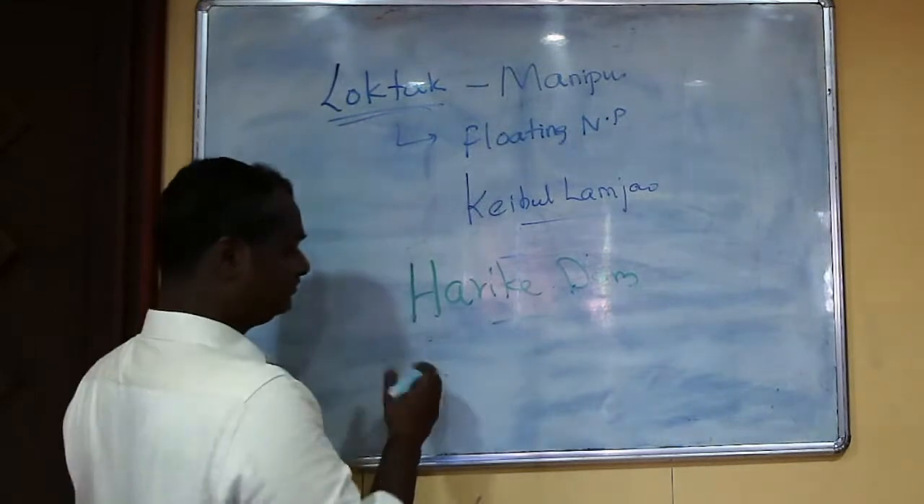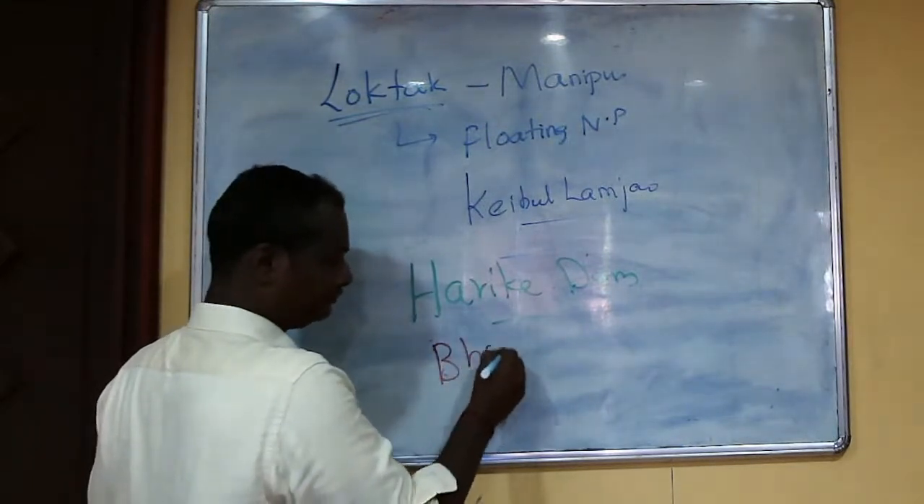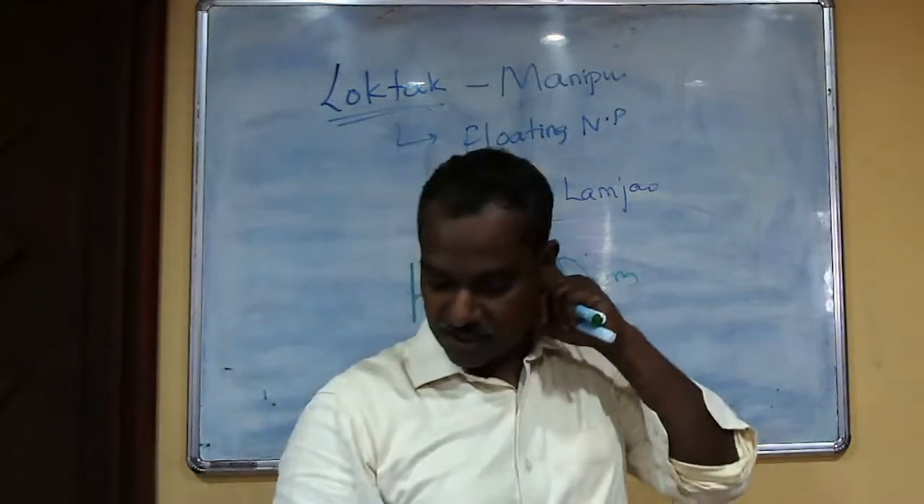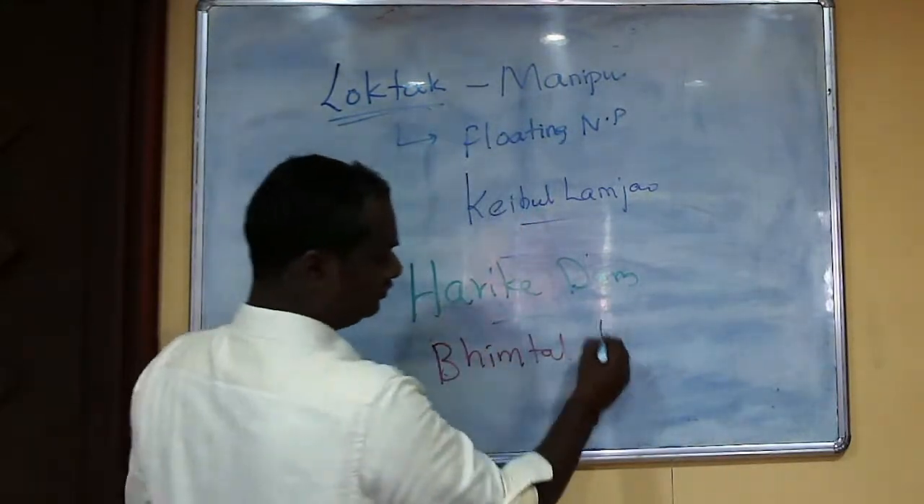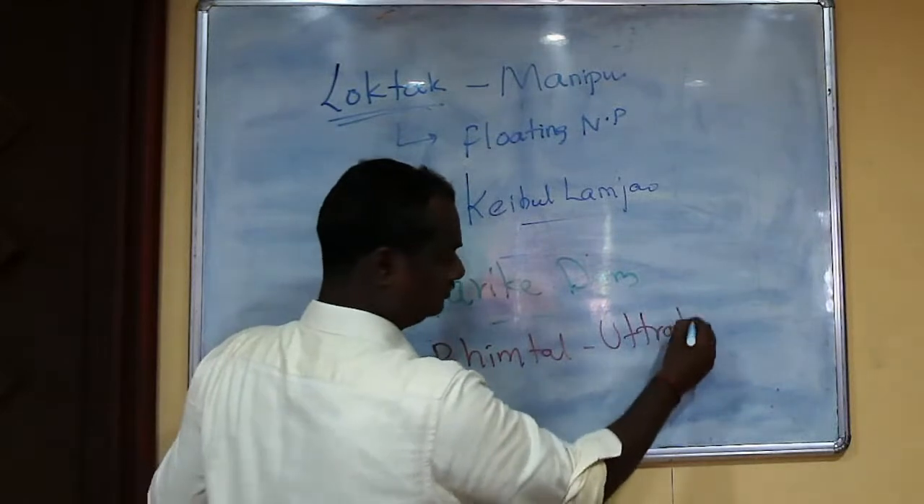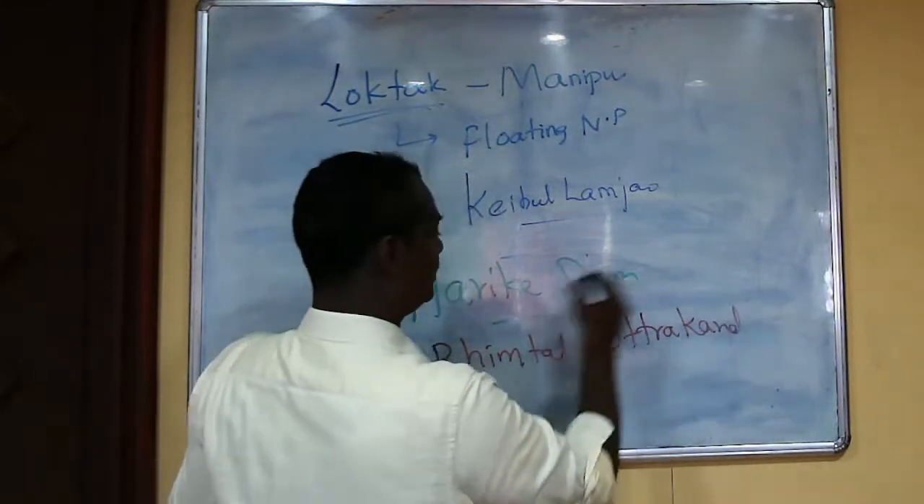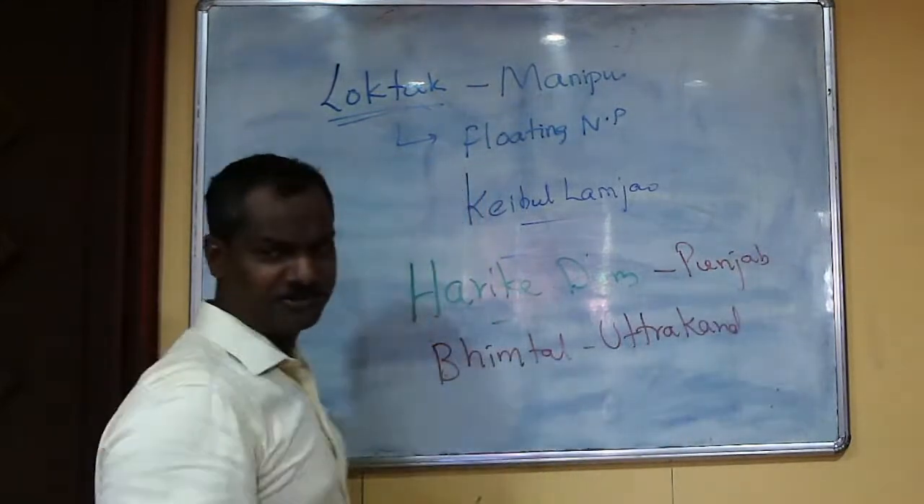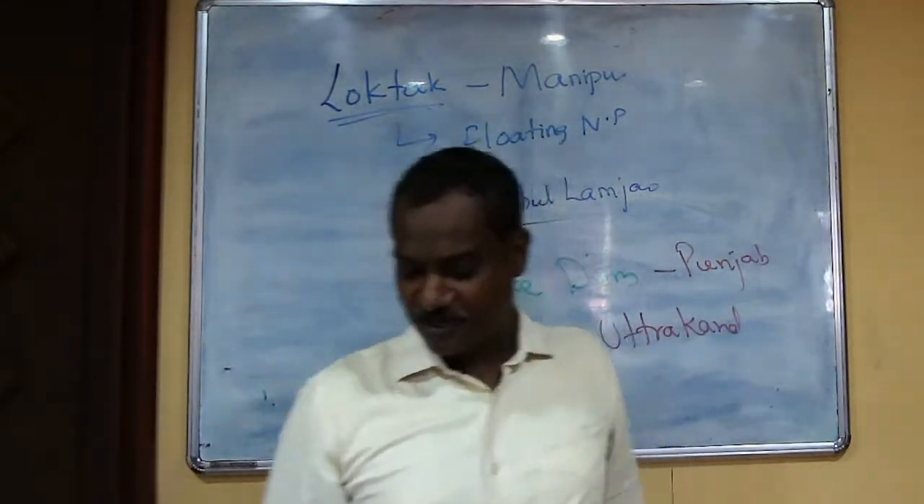Bhimtal. Uttarakhand. Bhimtal Lake. Uttarakhand. Okay, Harike Dam is in Punjab. See, they are asking factual questions. Just to revise it again and again.